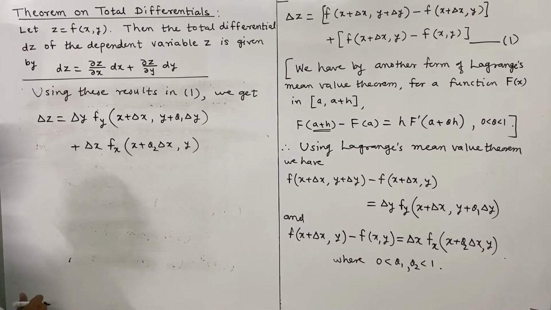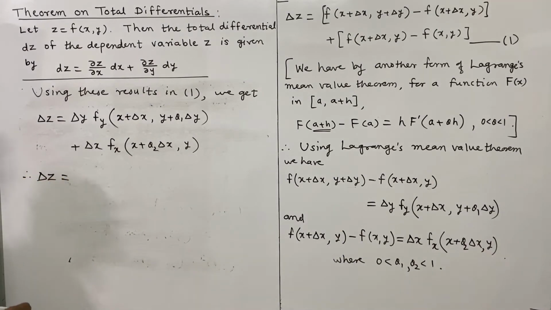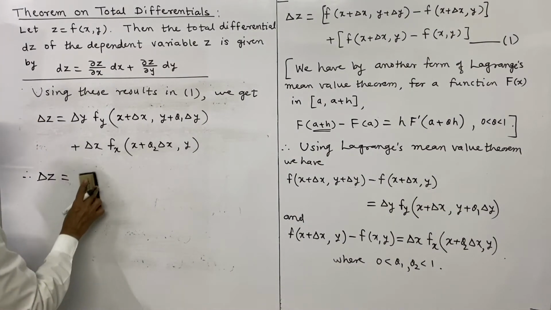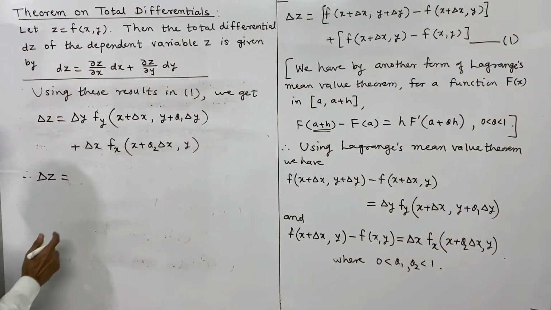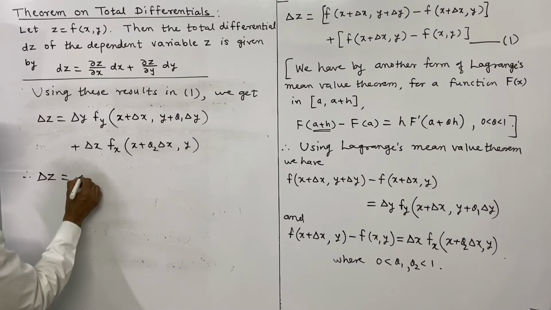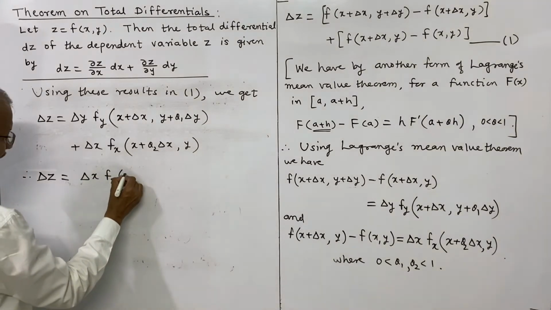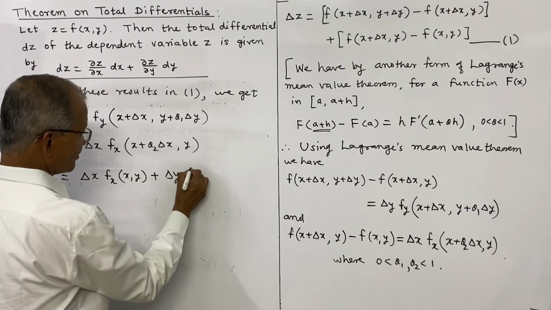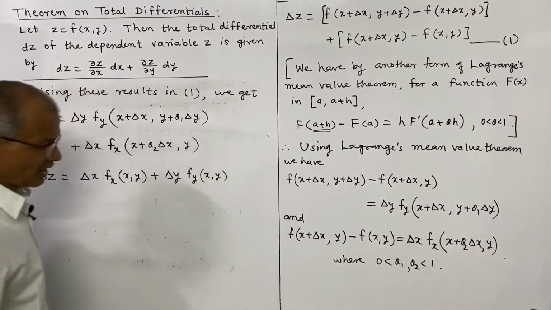Now further we shall simplify this. We do an adjustment of terms like this. I shall write this first as delta x times the partial derivative of f with respect to x at x comma y, plus delta y times the partial derivative of f with respect to y at x comma y.